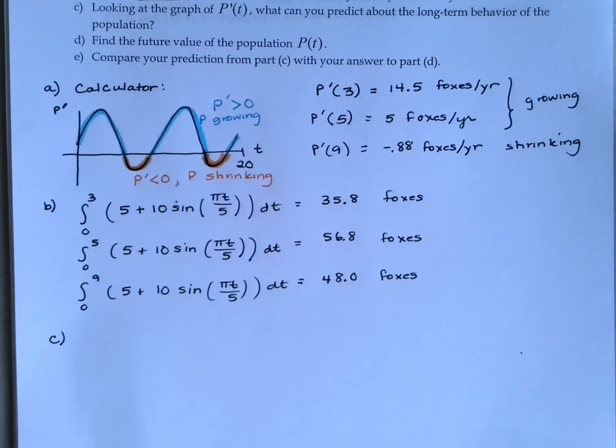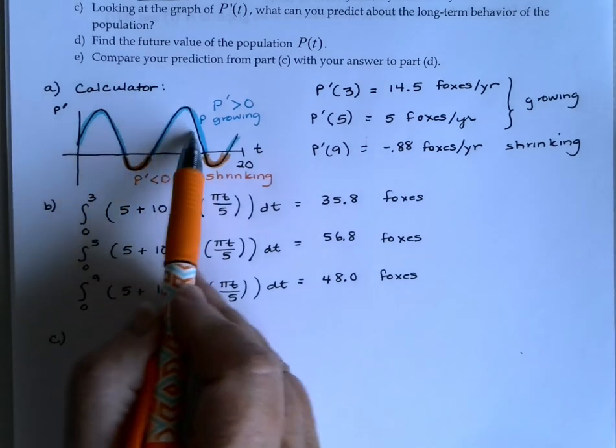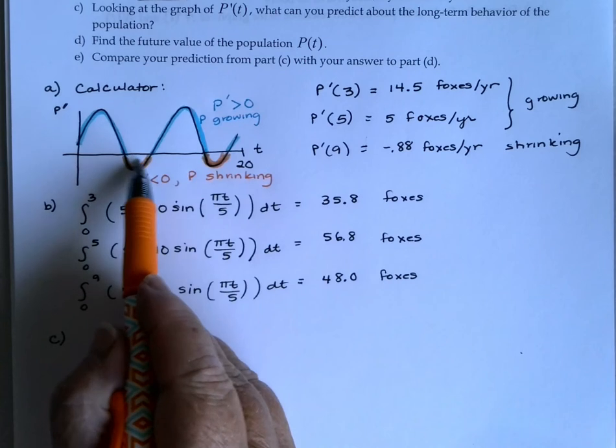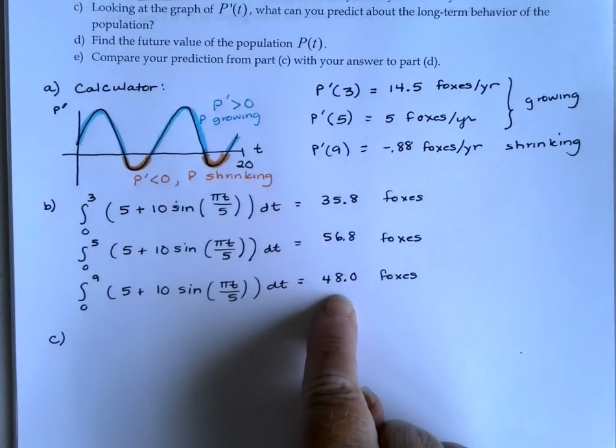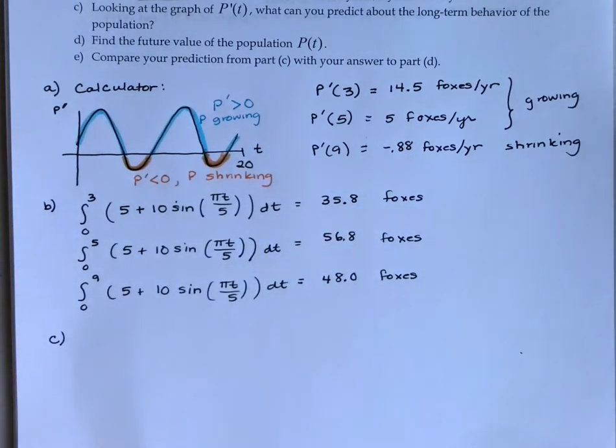Think area under the curve here, right? A lot more area under the growth parts than there are in the shrinking parts. So overall, even though there's going to be some fluctuation, the population is going to go up and down a bit. Overall, long term, this population is going to grow.